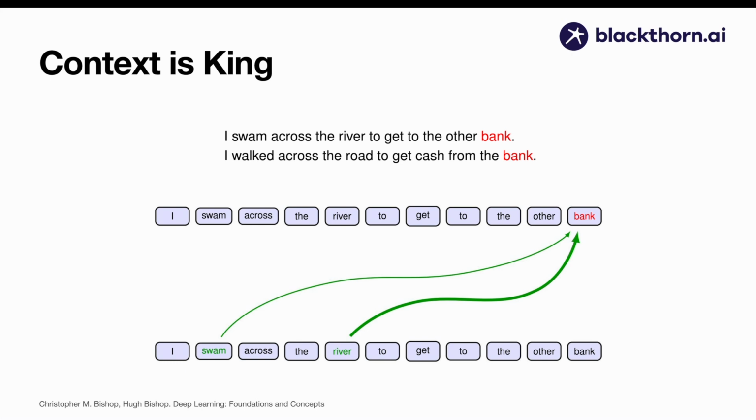Let's look at an example with the word bank. In "I swam across the river to the bank," the word bank refers to the river edge. But in "I went to the bank to deposit cash," the word bank means a financial institution. The surrounding words, or the context, completely change the meaning of the word. The attention mechanism helps the LLM understand these contextual nuances.